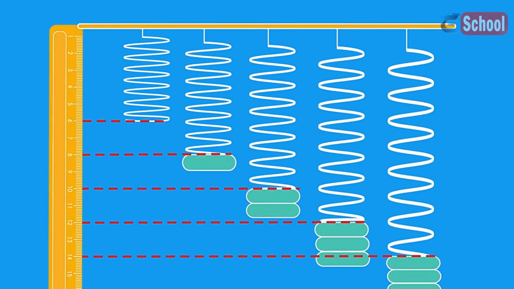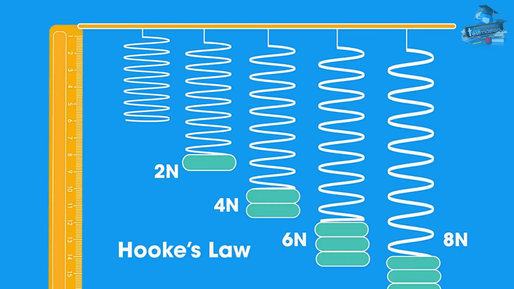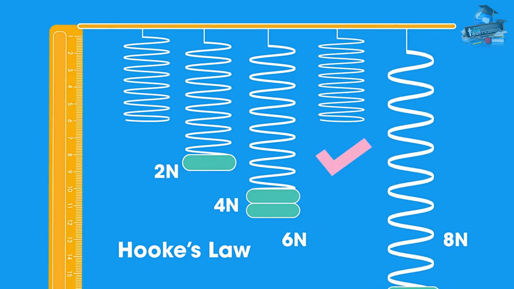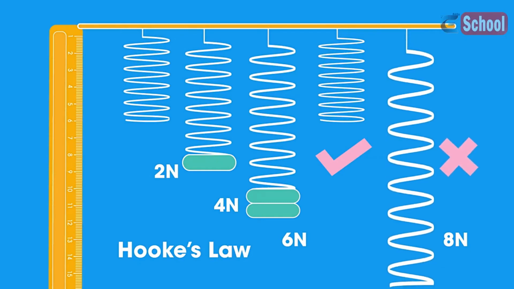The extension of a spring is found by subtracting the original length of the spring from its length with the force applied. 2 newtons force extends the spring by 2 centimeters, 4 newtons by 4 centimeters, up to 8 newtons and 8 centimeters. Hooke's law states the extension is directly proportional to the force applied, provided that the elastic limit is not exceeded. At the elastic limit, the spring becomes overstretched and won't return to its original state.